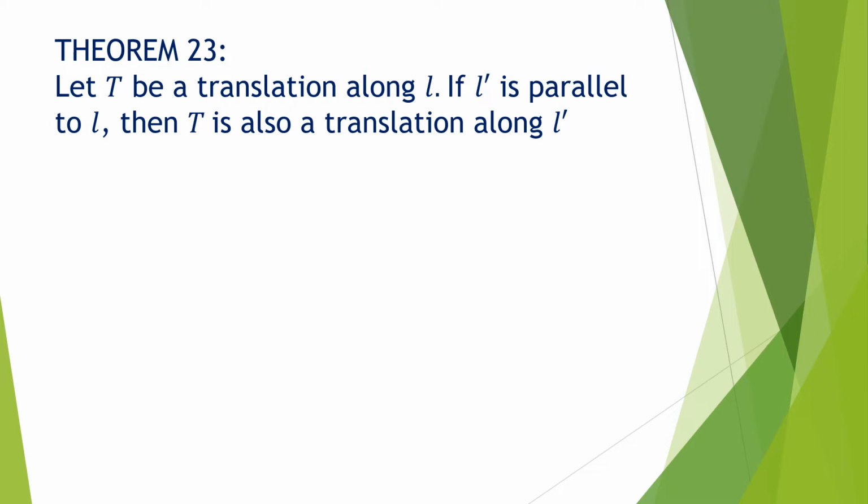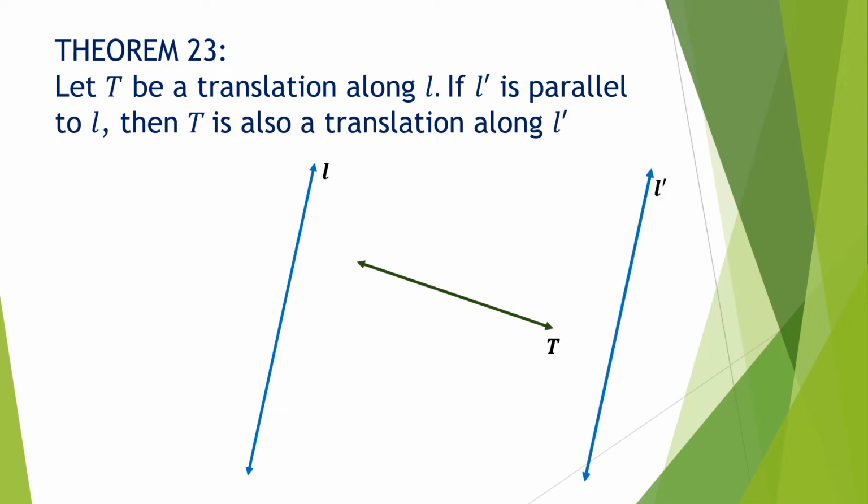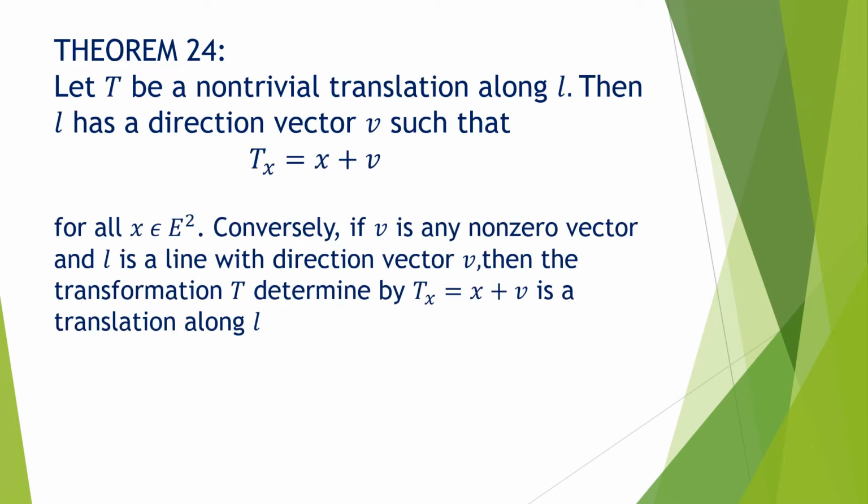Theorem 23. Let T be a translation along L. If L prime is parallel to L, then T is also a translation along L prime. Theorem 24. Let T be a non-trivial translation along L. Then L has a direction vector v such that T of x is equal to x plus the direction vector v for all x element of E squared.